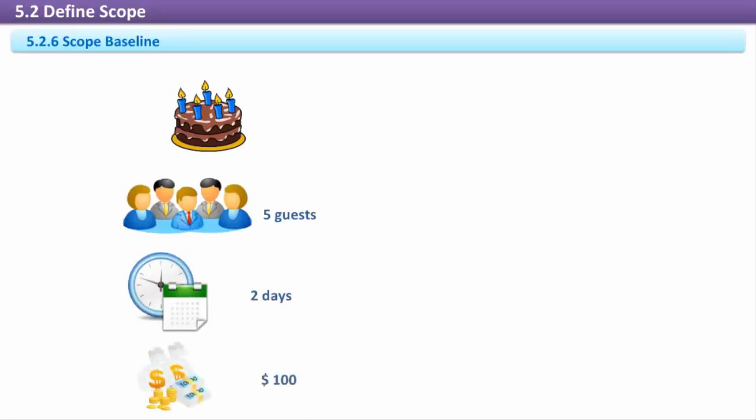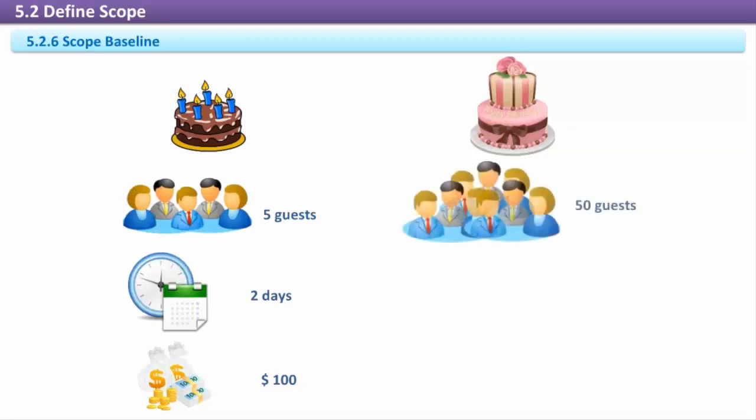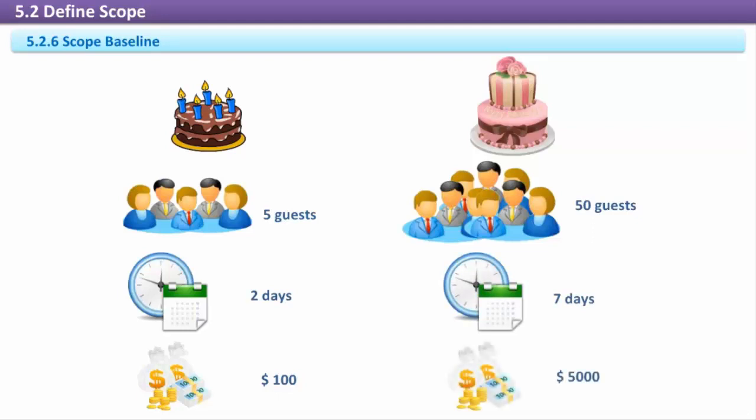But later everyone agrees that the guest of honor deserves a bigger party, and so it's now going to be held at a restaurant with dinner and drinks for 50 guests. The party is going to take us 7 days to organize and will cost $5,000. The big day arrives and everything comes off exactly as planned.